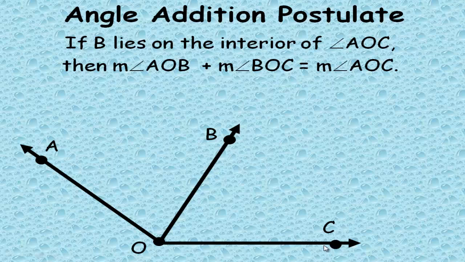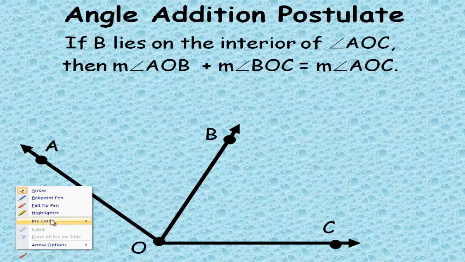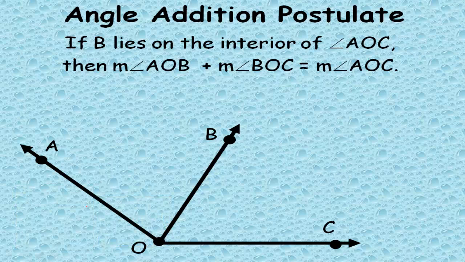So let me draw that. Let me grab my pen here. This is what it's saying. What it's saying is that if B is in the interior of angle AOC, this is what happens. The measure of this angle plus the measure of this angle will equal the measure of the whole angle. Okay, that's what it means.